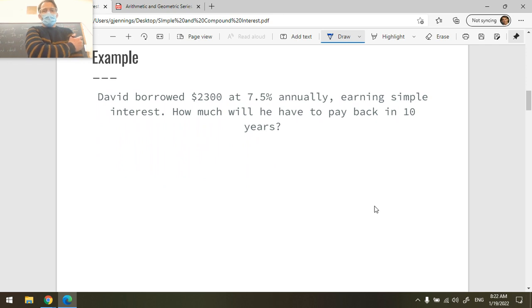If we borrow $2,300 at 7.5% annually and earning simple interest, how much would we have to pay back in 10 years? So someone is going to borrow money, perhaps toward their business or something. Every year they pay 7.5% on the principal only. How much will they pay back over that time? So the amount is equal to the principal plus the interest. So we can write that the amount is equal to 2,300 plus, well, what's the interest? PRT.